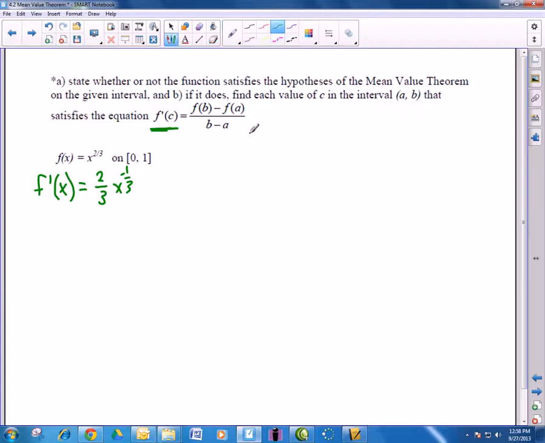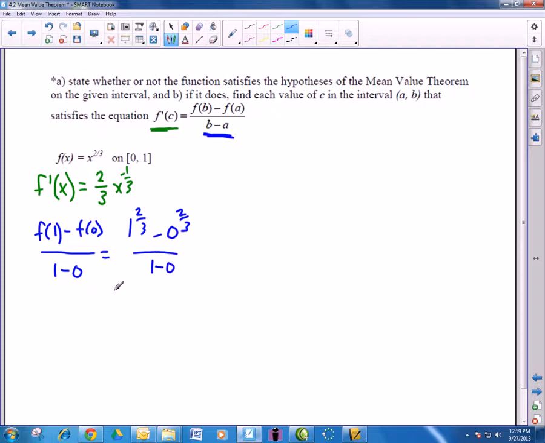Then I'm going to do this one in blue. So f of b minus f of a, that's going to be f of 1 minus f of 0, all over 1 minus 0. When I plug 1 in there, that's 1 to the 2/3 minus 0 to the 2/3 all over 1 minus 0. And when I simplify this, that just gives me 1 over 1, or 1.